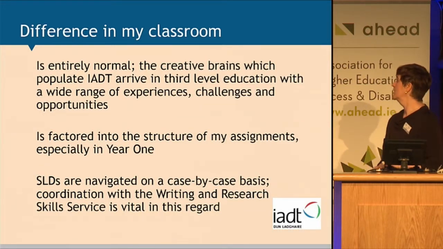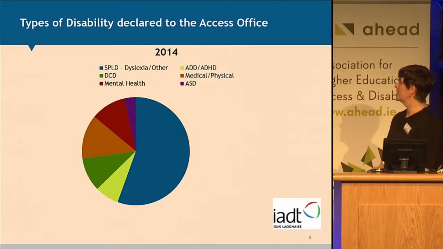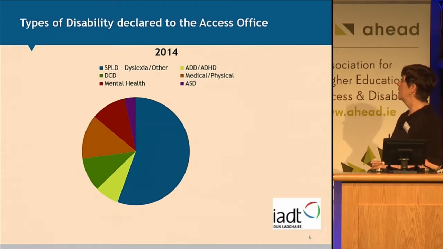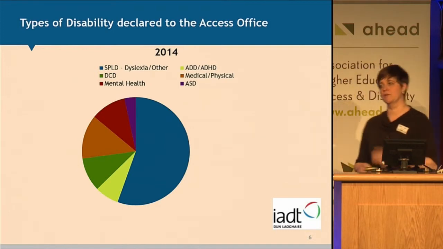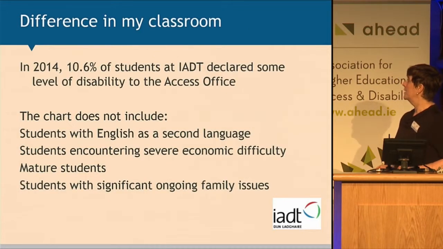We all work together. So that's a chart of the types of disability that were declared to us last year. You can see we have lots and lots of dyslexia or other specific difficulties. We have mental health issues, we have medical physical issues, we have students who are on the autistic spectrum. We have a wide range of people who have declared with our access office. And last year, 10.6% of our students had some kind of declared disability, so we're well above the national average.